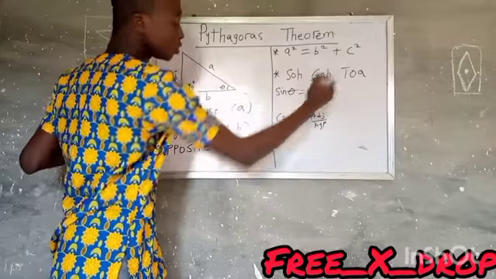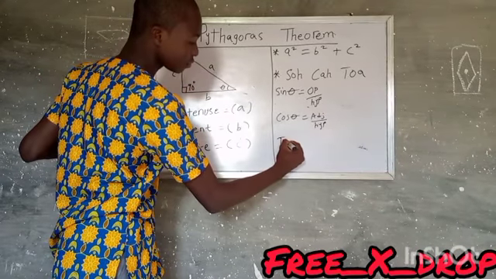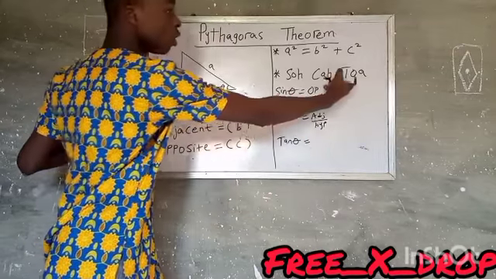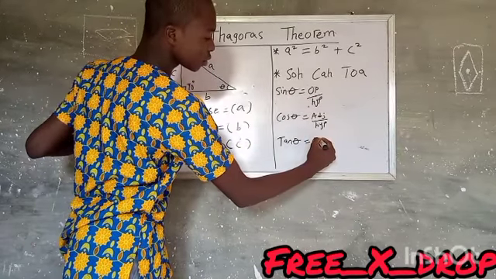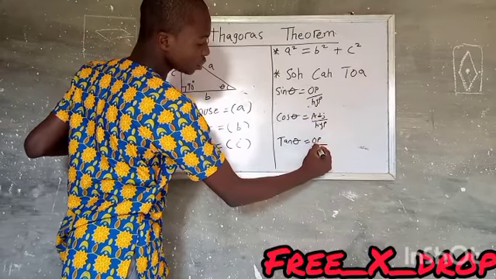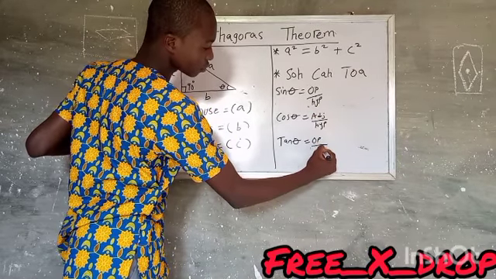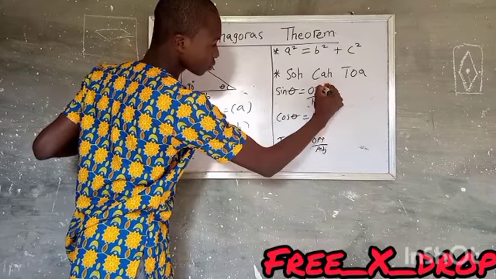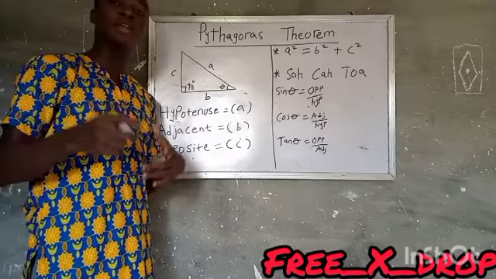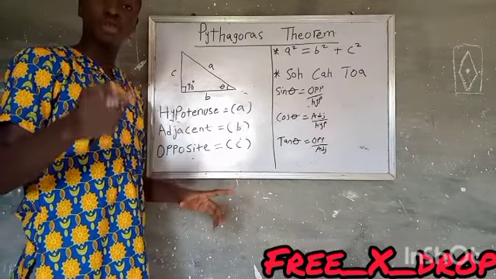Now for the last one, your T is your tan theta, equal to your O, which is your opposite, and your A, which is your adjacent. Now, this is for the second formula. Now, I will quickly explain why there are two formulas and when you use the two formulas.